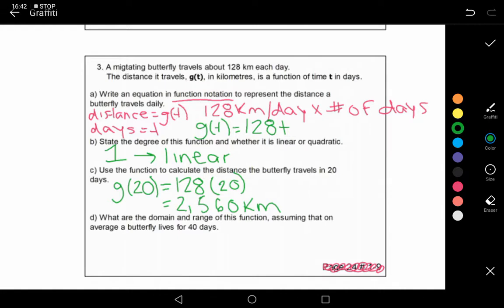Okay, last question here. What are the domain and range of this function, assuming that on average, a butterfly lives for 40 days? Okay, so this is a little bit tricky, right? We're kind of applying that domain and range to a word problem. So we have to think about our two variables. So we have time and we have distance.